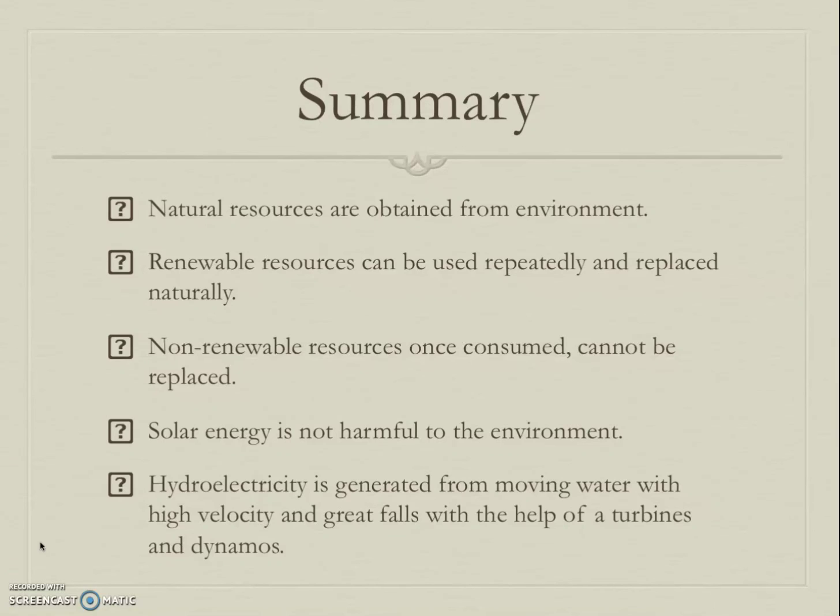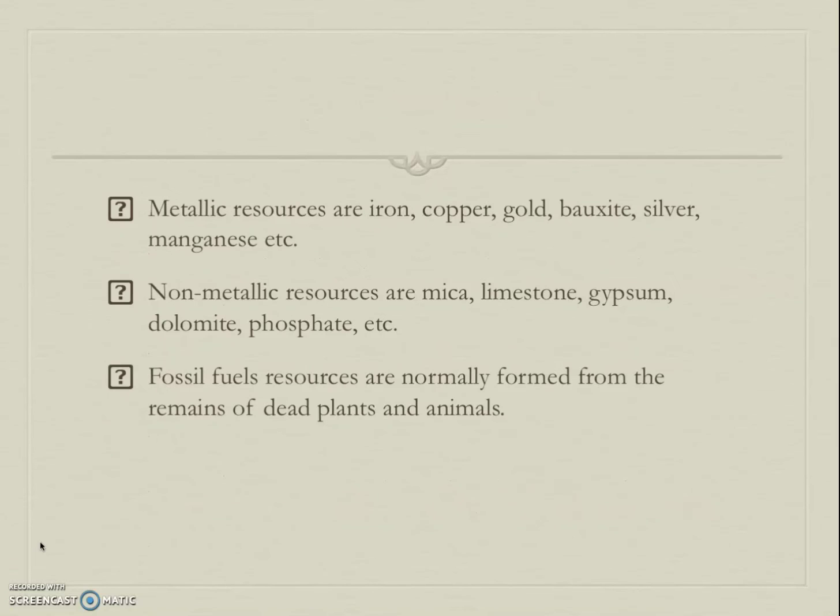Next, we saw solar energy. Solar energy is not harmful to the environment. Hydroelectricity is generated from moving water with high velocity and great fall with the help of turbines and dynamos. Metallic resources are iron, copper, gold, bauxite, silver, manganese, etc. Non-metallic resources are mica, limestone, gypsum, dolomite, phosphate, etc. And lastly, we saw that fossil fuel resources are normally formed from the remains of dead plants and animals.